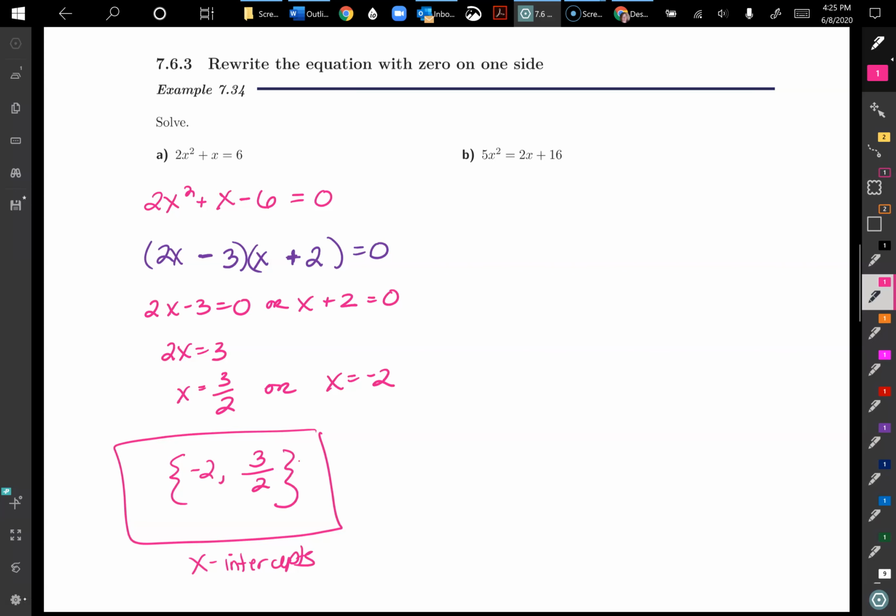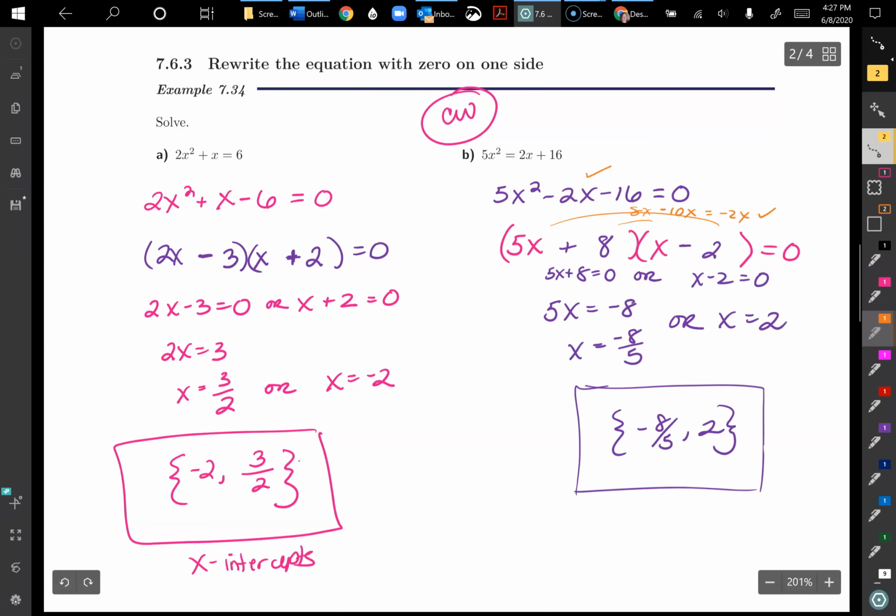For part B, we're going to do the same thing. We have to set the whole thing equal to 0. So try that one as classwork, and then factor, set each piece equal to 0 and solve. So pause the video and I'll write out the answer for you.